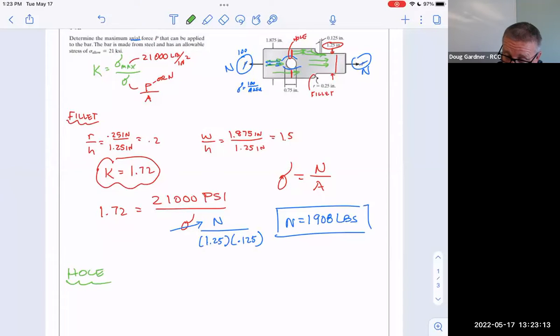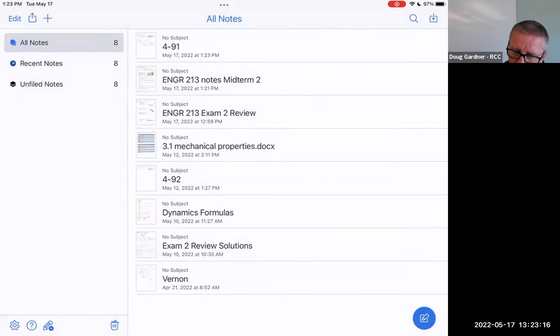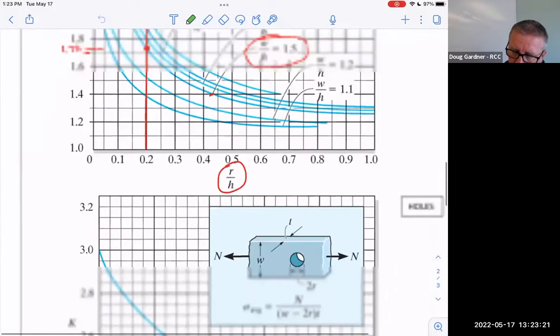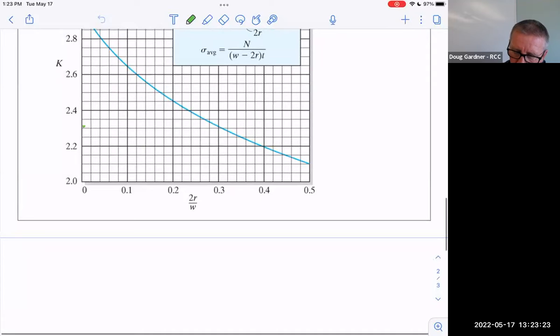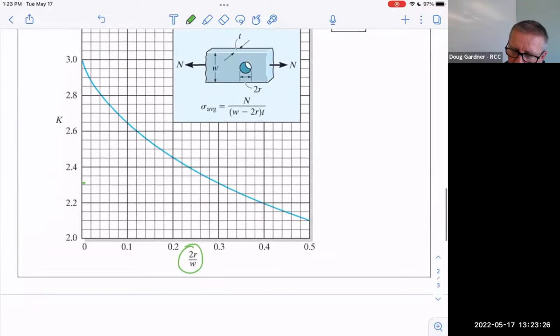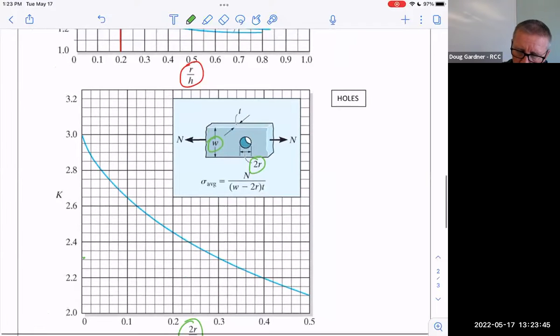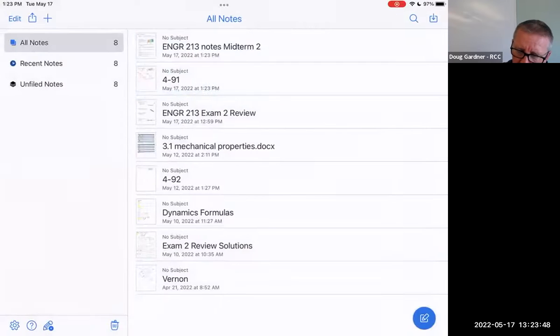Let's see. So I need a K value for the hole. So the hole says, awesome, all you need is 2R over W. Remember, the 2R was effectively the diameter of the hole divided by the total width. And again, that makes sense if you think about it, because we're finding a ratio of how much material is left, right? So the diameter divided by the width, 2R over W. And then I'll look that up in the table. So let's see if we can pull that off.